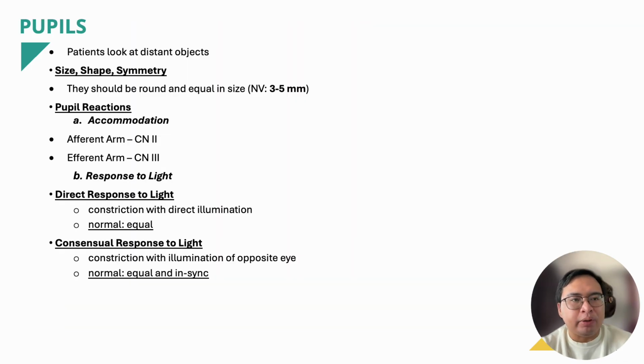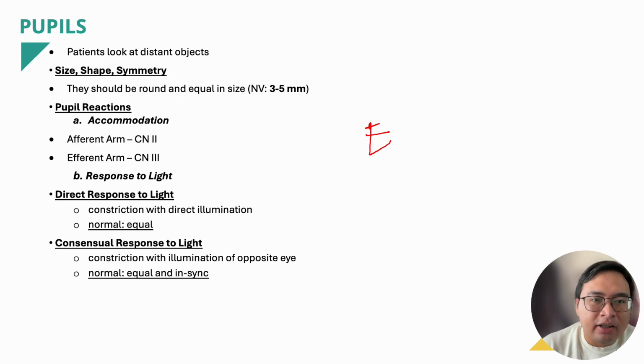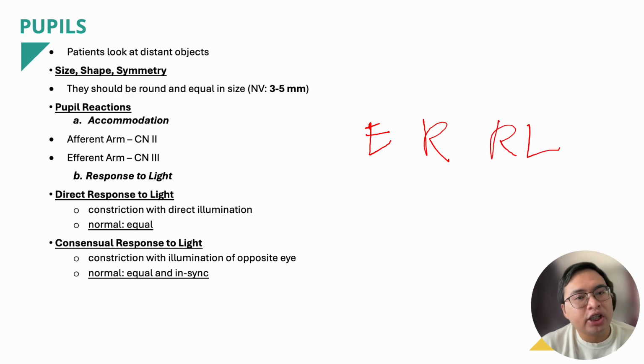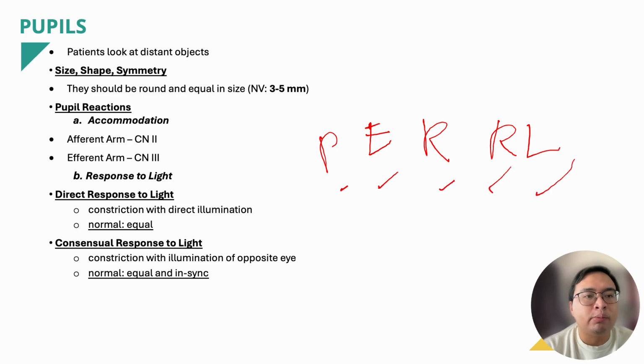So when assessing for the pupils, you ask the patient to look at a distant object. So tingin po kayo sa malayo. So if merong orasan doon sa malayo, ituro nyo yung patient na tumingin doon. Next, you assess the pupils' size, shape, and symmetry. Of course, the pupils should be equal, round, and briskly reactive to light. So write it in the chart as pupils equal, round, reactive to light. Okay? The normal value should be around 3 to 5 millimeters in size. Otherwise, it's dilated, and otherwise, it's constricted.